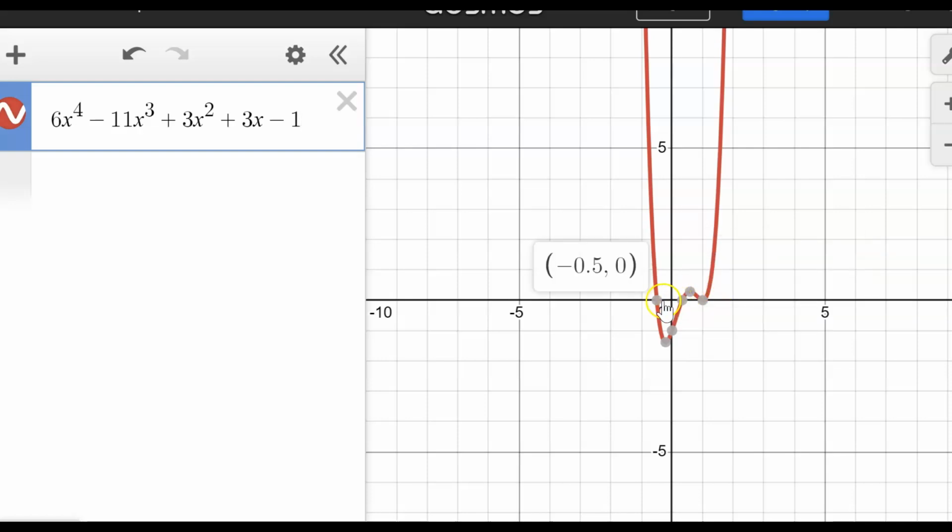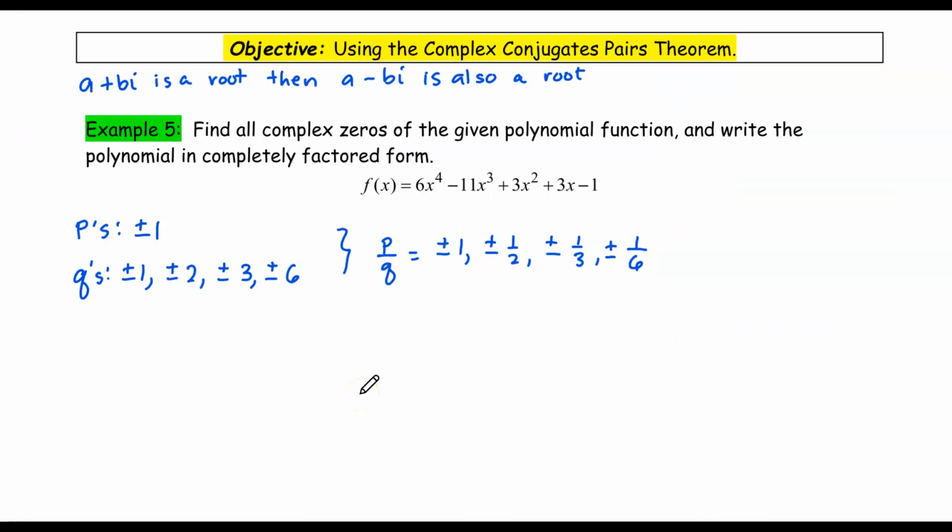All those with decimals, I have to be very careful because they might not be exact. So I'll use 1 first. And if you look at the graph here, it touches the x-axis at x equals 1. That means that 1 here is of even multiplicity. So I'll check for multiplicity. So let's go back and do this.